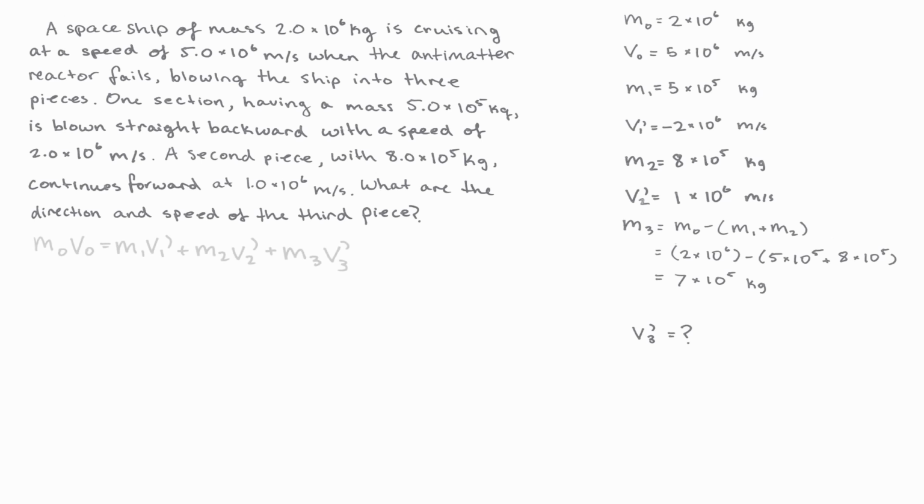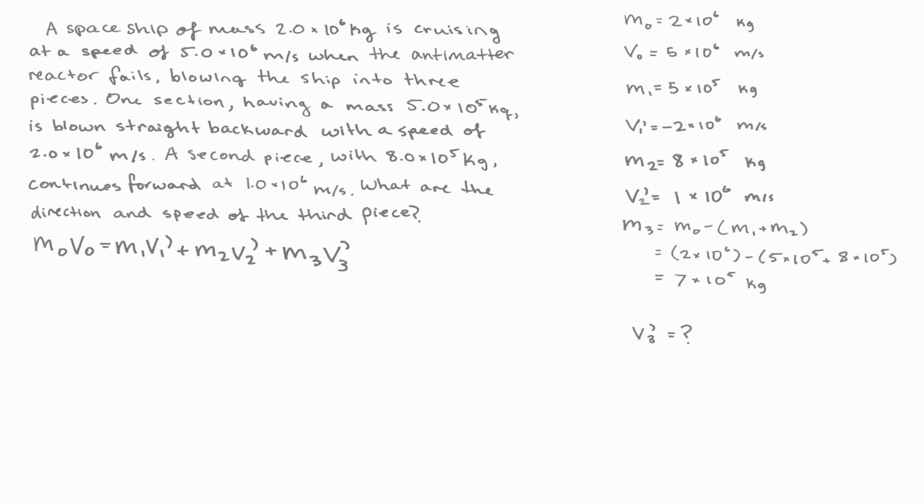So we're going to start by setting up a simple conservation of momentum equation here. The initial mass of the system times the initial velocity of the system is equal to the masses and velocities of each piece after the explosion. So m naught v naught is equal to m1 v1 prime plus m2 v2 prime plus m3 v3 prime.